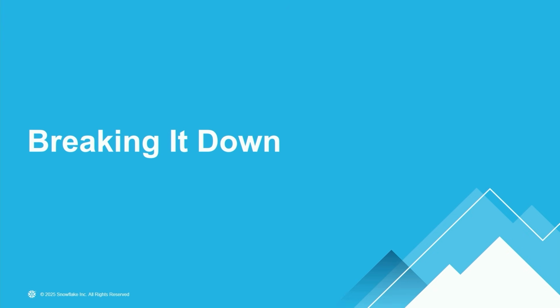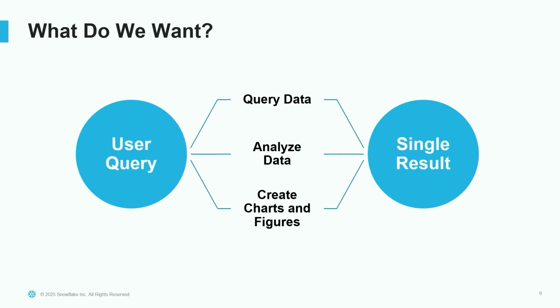Let's start by breaking it down. Let's take all these pieces that we want for our data analysis agent and figure out what we actually need. So, what do we want to do? Well, fundamentally what we want to do is take a user query and we want our AI tool to be able to query data in Snowflake, understand what our data looks like, so be able to tell us things about where certain tables are stored, what different columns mean, that sort of thing.